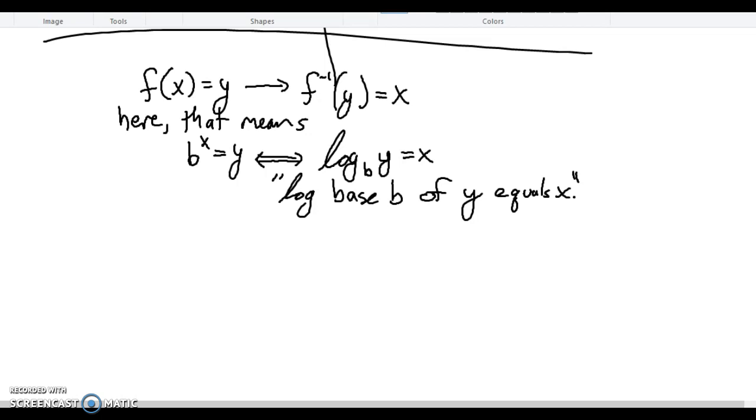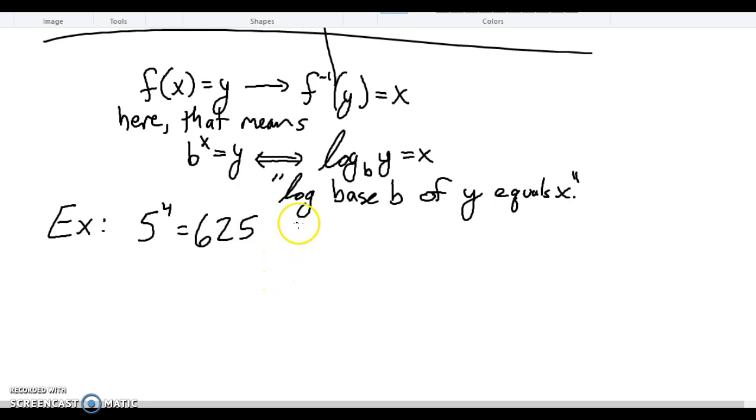So, let's play with that a bit. For example, if I have 5 to the 4th equals 625. Go ahead and double check that that's correct. You can pause the video.